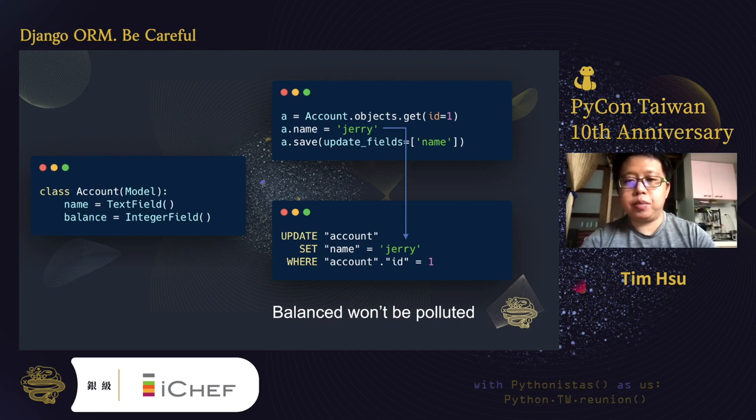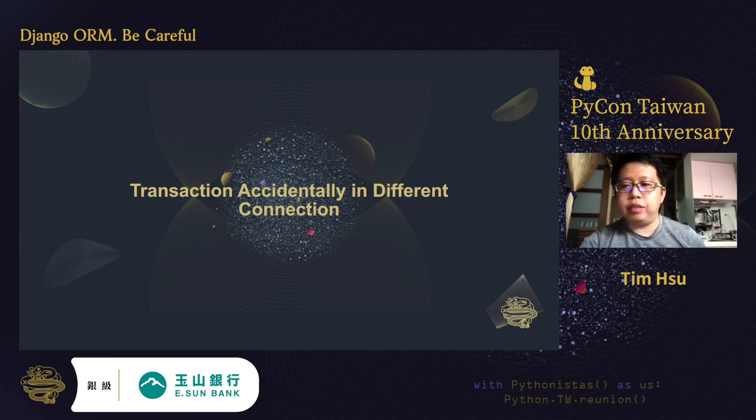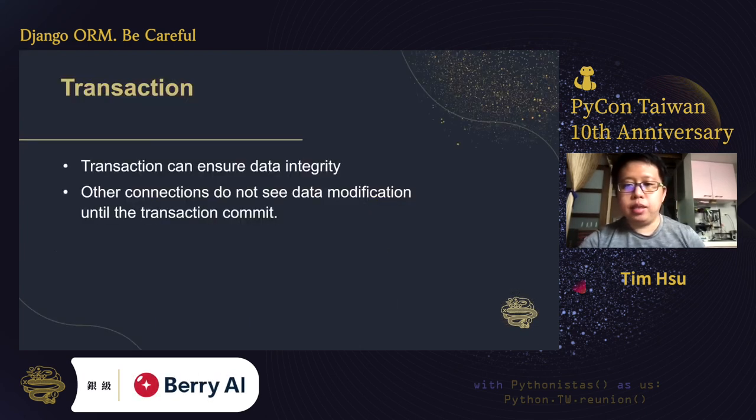While you start to utilize transactions, things may go wrong. If you are unaware of the isolation level, I will show you what happens if you are in a multi-process environment, or microservice, whatever. A transaction can ensure data integrity. You can roll back data when something goes wrong. Other transactions don't see data modification until the transaction commits.